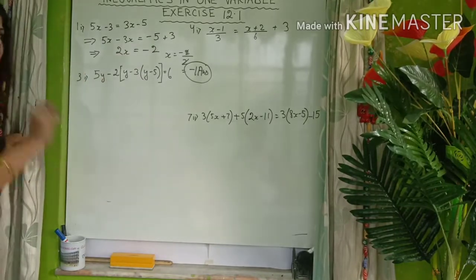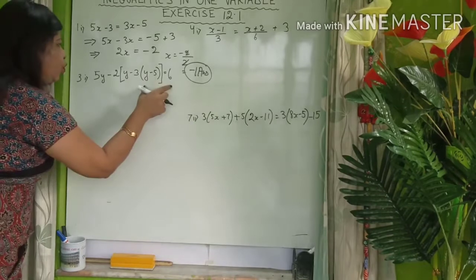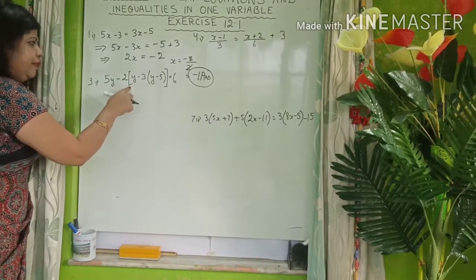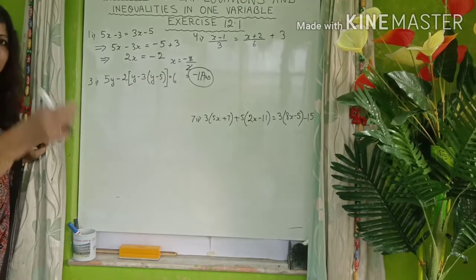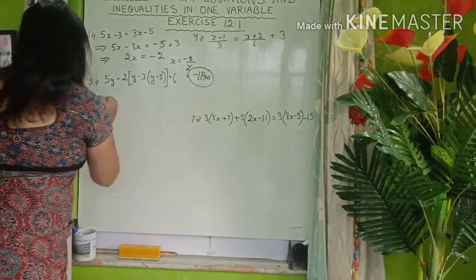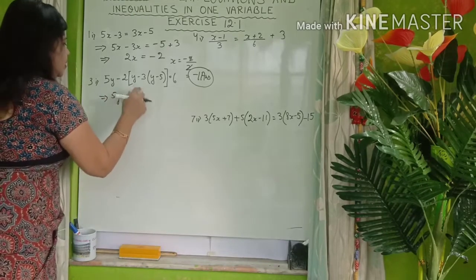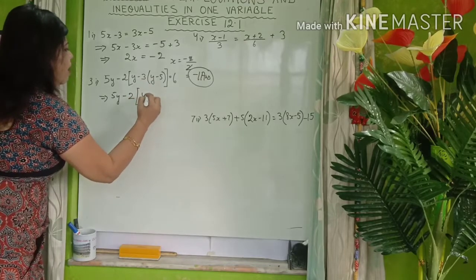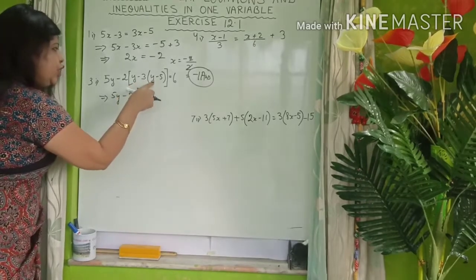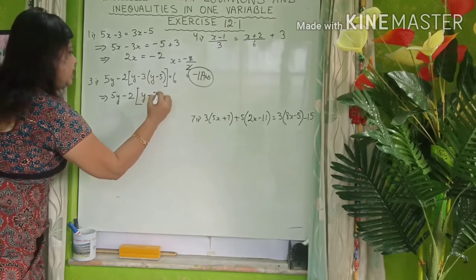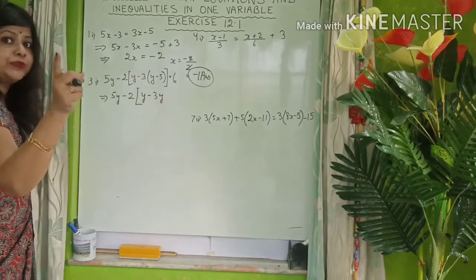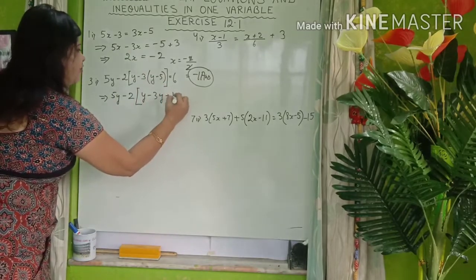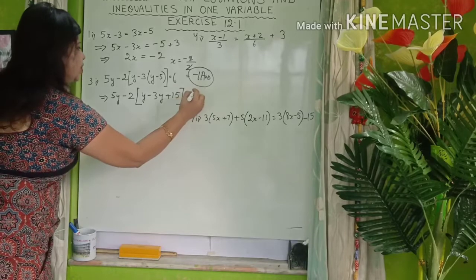Here we are doing question number 3.1. As you come to 3, here you see children, here is a first bracket, here is a second bracket. What we have to do? We have to solve the first bracket first. So this implies 5y, see here, minus 2. What is here? Y. Now, minus 3 into y, children. Minus 3y. Minus into minus, plus. So minus 3 into minus 5, plus 3 5s are 15. Close the bracket, equals to 6.